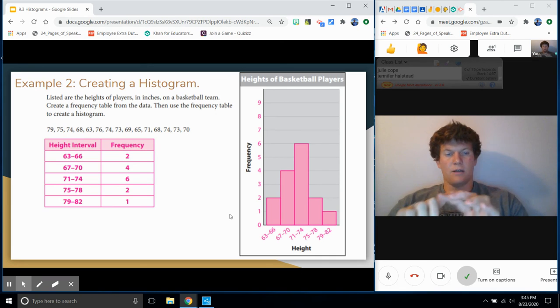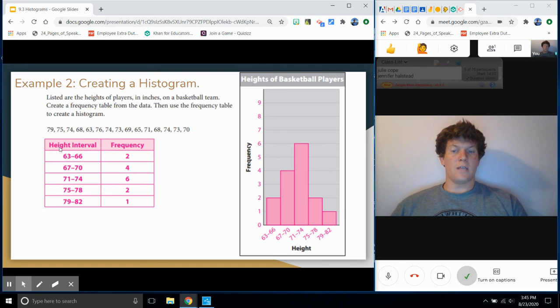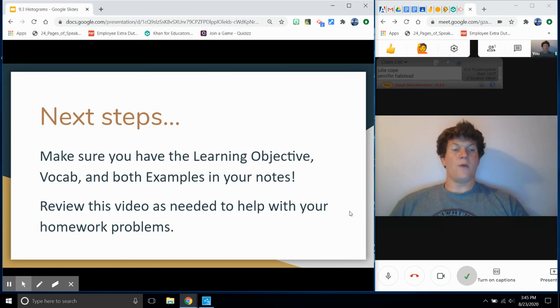We had a list of heights for basketball players. We made a table out of them. We took that table and we drew a histogram out of that. There's example 2. And with that, we are done for today.